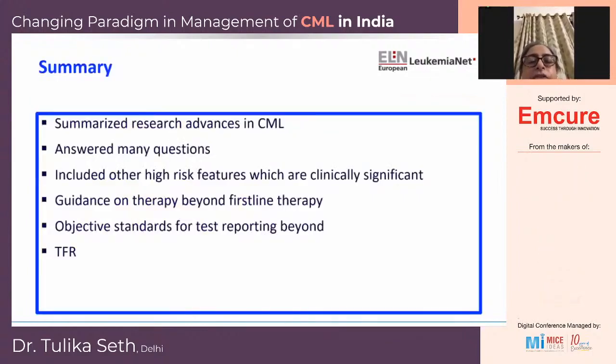And to summarize, this is a really comprehensive table. It gives a lot of information on different scenarios and guidance beyond first-line therapy, and a lot of information on TFR. So a very good document and very useful for all of us.